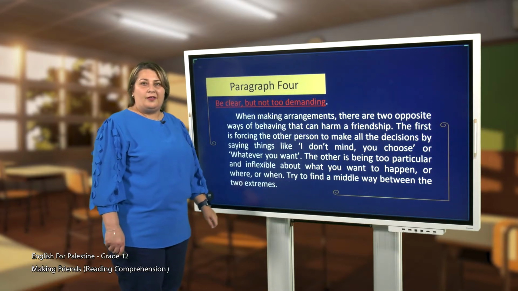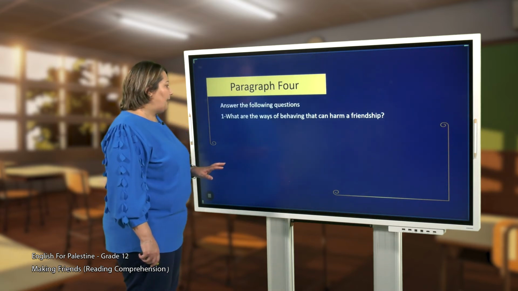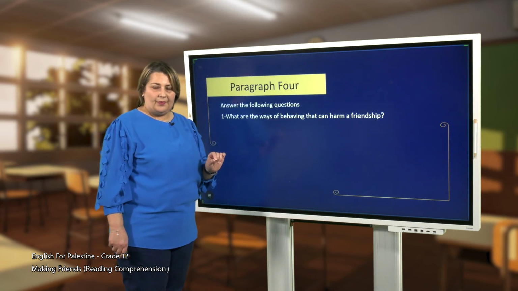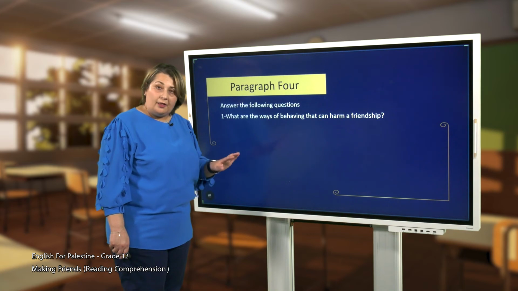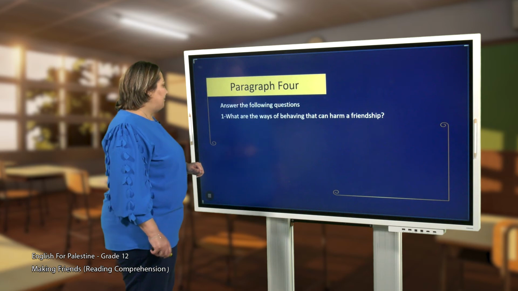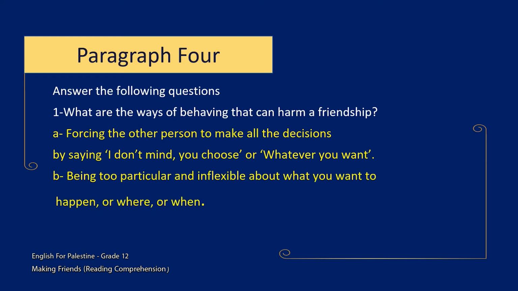Okay, dear students, I think you have read the paragraph right now. Let's move to the questions. Again, what are the ways of behaving that can harm a friendship? Now let's check your answers to see if they are correct or need to be corrected. Number A, forcing the other person to make all the decisions by saying, I don't mind, you choose, or whatever you want. Number B, being too particular and inflexible about what you want to happen or where or when.